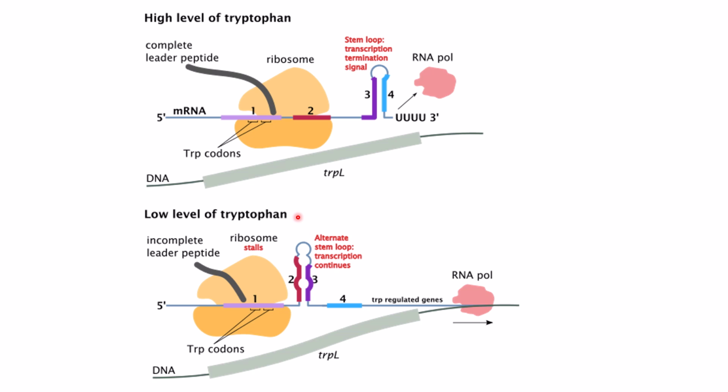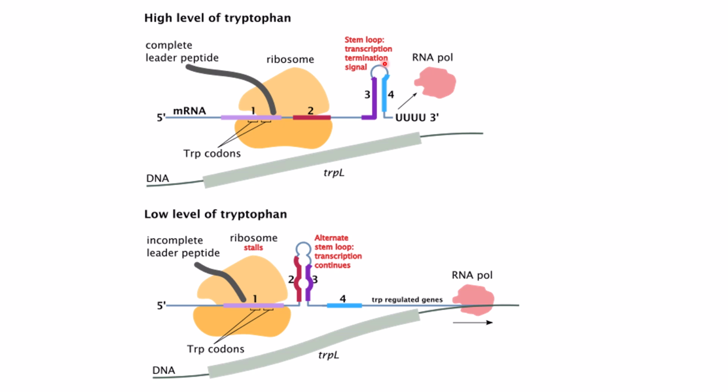Now high level of tryptophan, the bacteria is having sufficient tryptophan available. It is having abundant supply of charged tRNA carrying tryptophan amino acid. So what will happen here is there will be faster translation taking place, because there is high level of tryptophan tRNA being available. So the sequence 2 becomes associated with the ribosome complex, and it will not be available to form a hairpin loop with region 3.